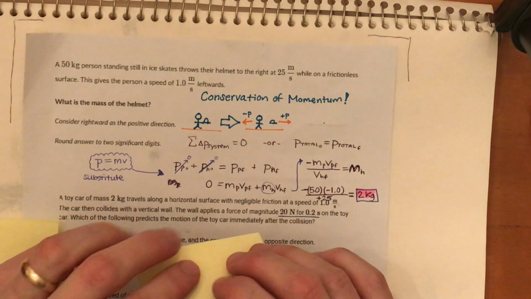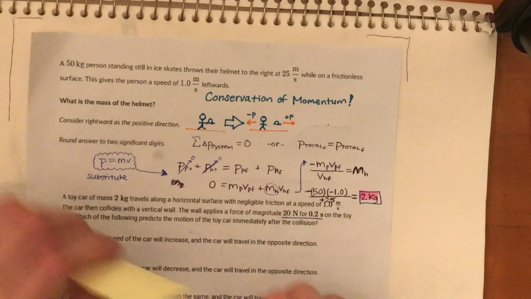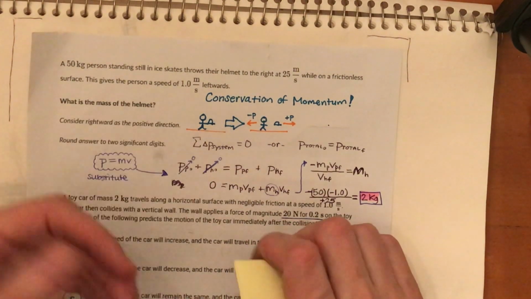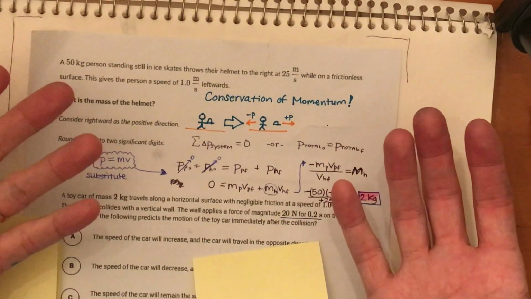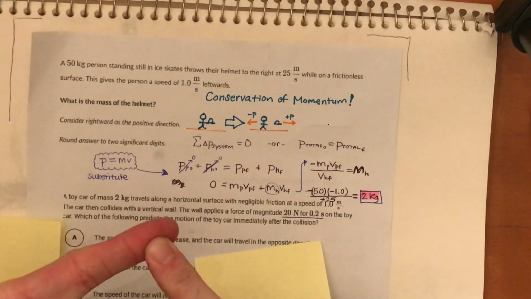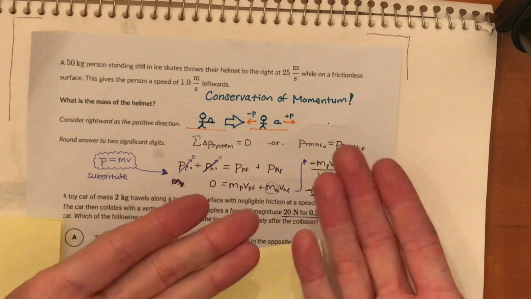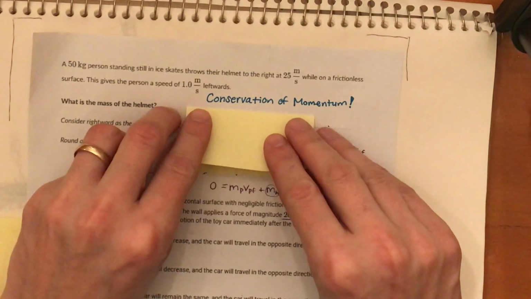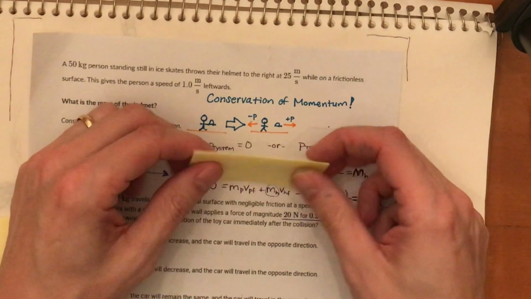Now, what you want to recognize when you see a problem like this is that this is a conservation of momentum problem. And the best way to identify that this is one, typically, is that you have two objects, right? We have a person who's moving to the left, and we have an object that gets thrown, an object that moves to the right. Now, it's really useful, I find, for conservation of momentum problems to draw a little picture.